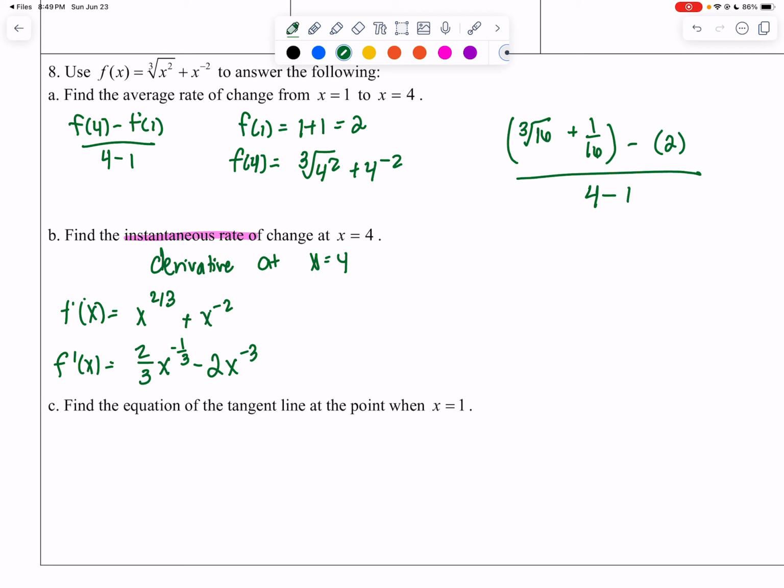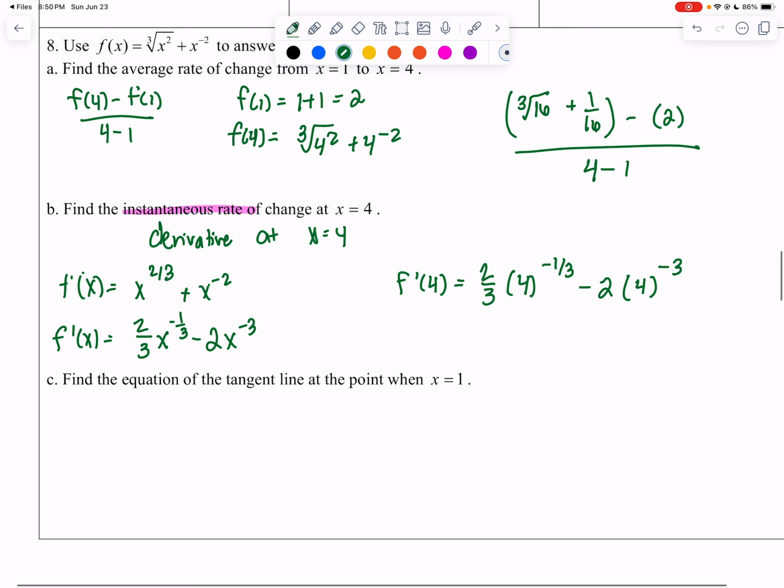And then if I want the instantaneous rate of change, I'm just going to plug in 4. So f prime of 4 is going to give me 2/3, 4 to the negative 1/3, minus 2, 4 to the negative 3. And once again, just leave it like that, even though it looks nasty. The graders will be okay, and I will be okay.